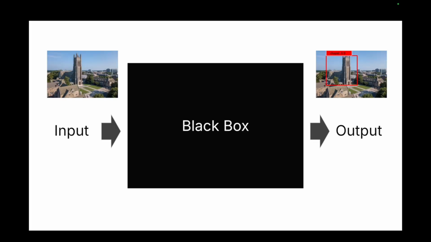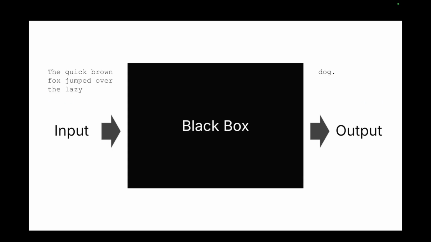So, for example, here we have an image of the Duke Chapel as our input, and then the output, we have a box around the chapel with the label chapel. So we understand the input and we understand the output, but we don't know how the model got from input to output. Similarly with text, the quick brown fox jumped over the lazy. The output is dog here, but we don't know how it got mapped that way.